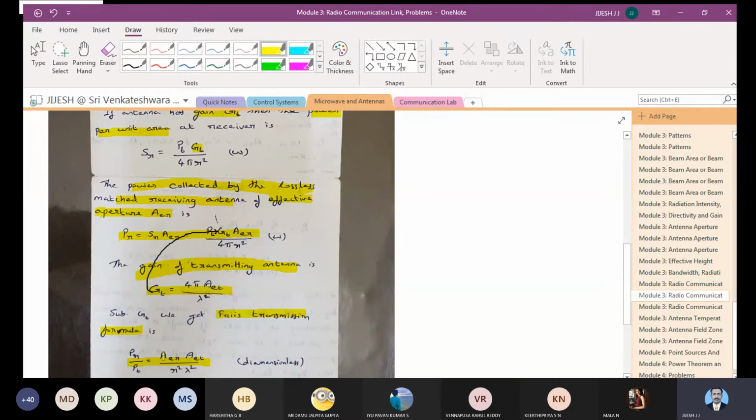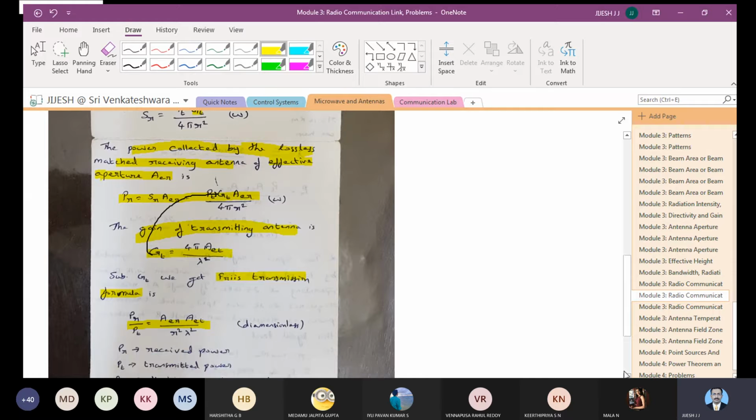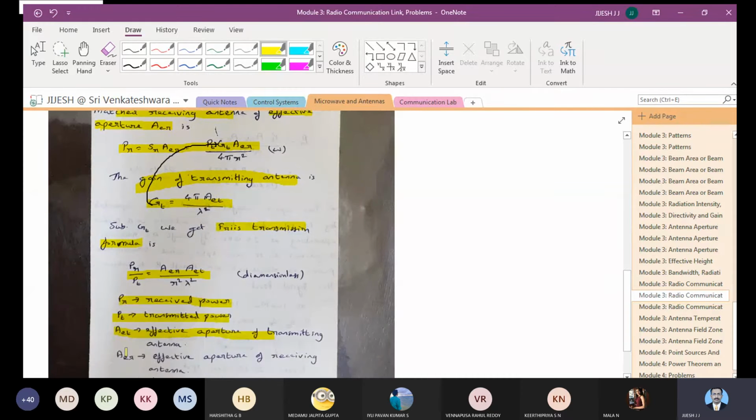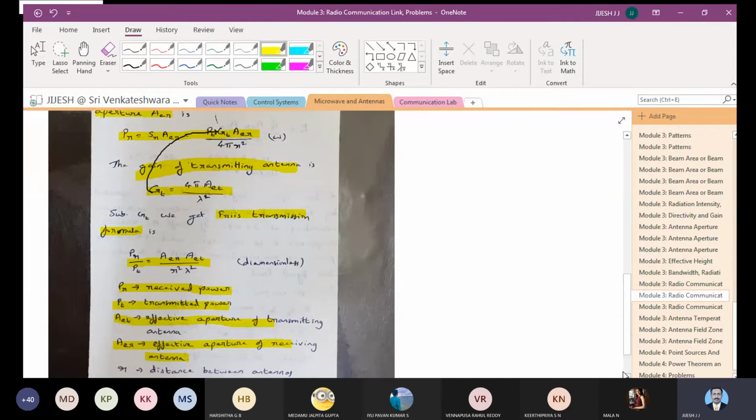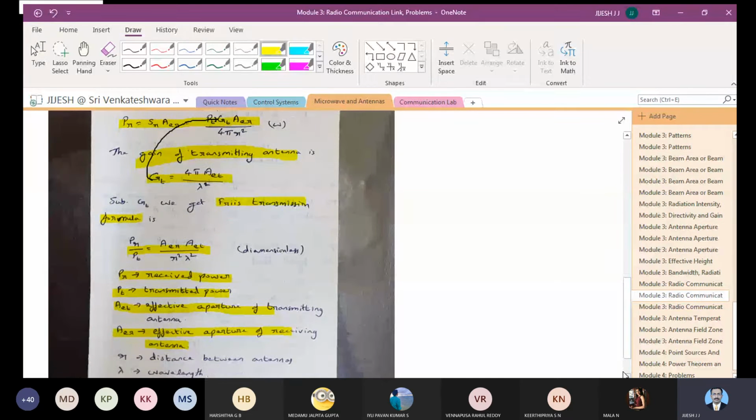We can improvise the equation further as well. PR represents the received power, PT represents the transmitted power, AET represents the effective aperture of the transmitting antenna, and AER represents the effective aperture of the receiving antenna. Are any other terms left out? We still have some more terms, that is R and lambda. R is the distance between the antennas and lambda is the wavelength.